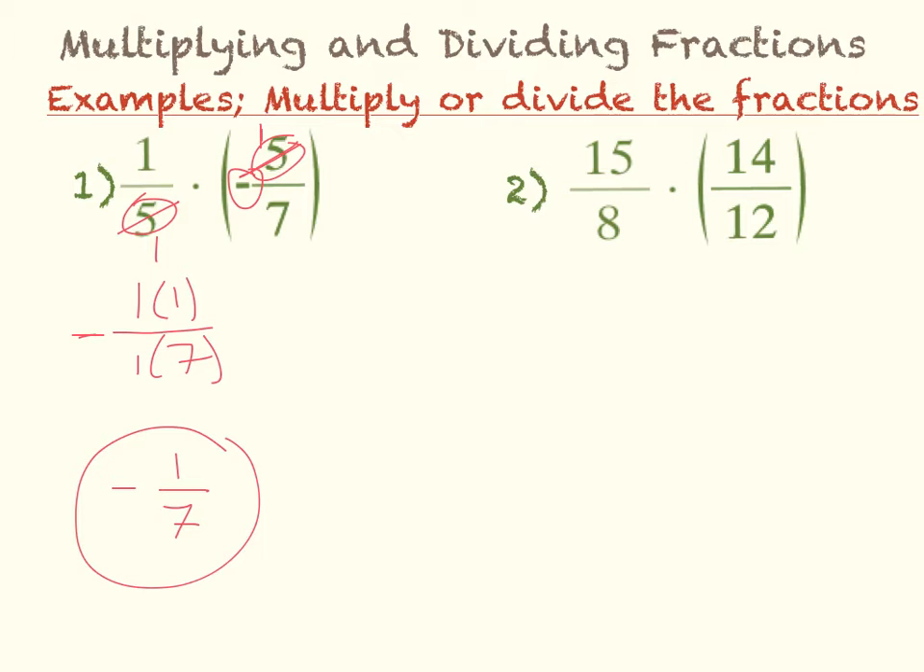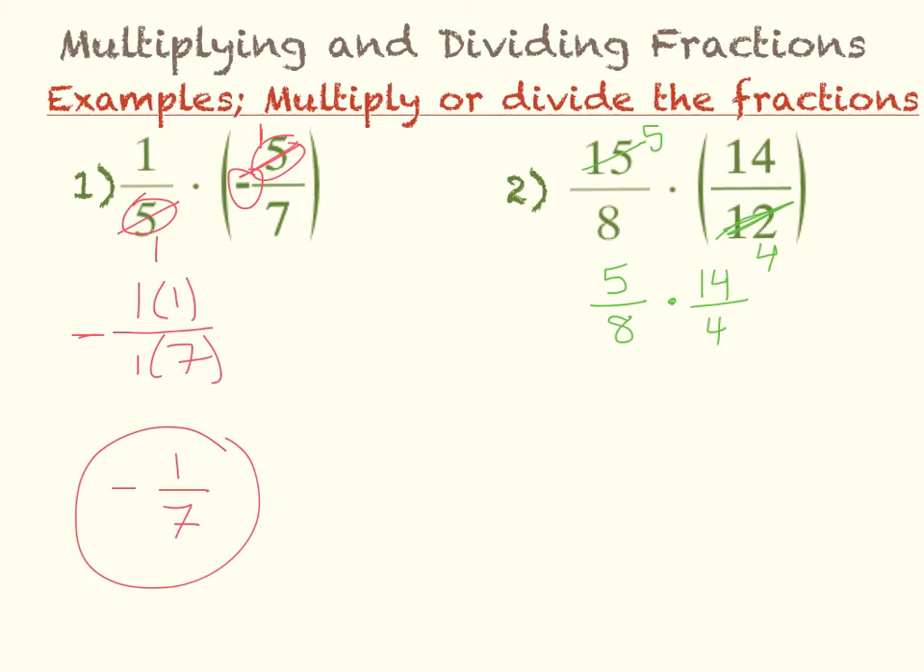Okay, so again, let's start by simplifying over the fraction bar. 15 is divisible by 3, because 15 divided by 3 is 5. So I'm going to divide by 3 and get 5. And over the fraction bar, if I divide 12 by 3, I get 4. So now I have 5 over 8 times 14 over 4.